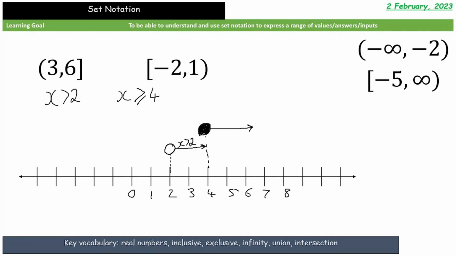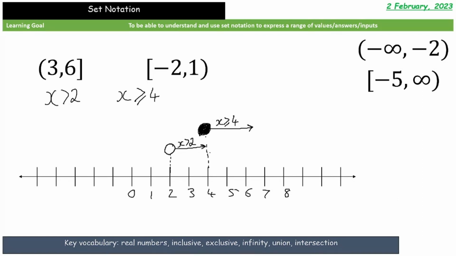Okay, so it would be a full circle because it includes this value. Whereas a hollow circle does not include that value, which is why this would be x is greater than or equal to 4. Okay, so that's a quick brief of inequalities and representing them on a number line.